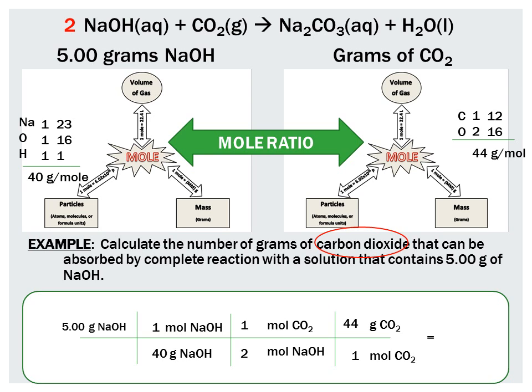Notice the only place I have something other than a 1 with moles is in the mole ratio when I have mole to mole. Just as in the previous unit, with moles in your molar mass, it's always a 1. And I plug it all in: 5 divided by 40, divided by 2, times 44. I get 2.75 grams of carbon dioxide.